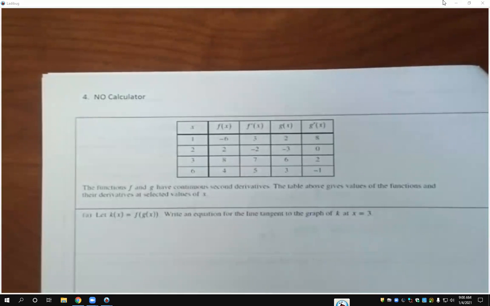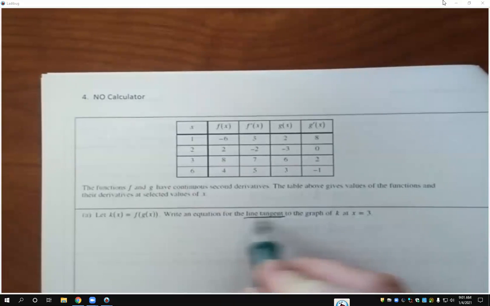The functions f and g are continuous and have second derivatives. Okay, that's important to state that they're continuous and have second derivatives. The table above gives values of certain select values of x. Okay, the function k of x is equal to the composition f of g of x. Write an equation for the line tangent to the graph.